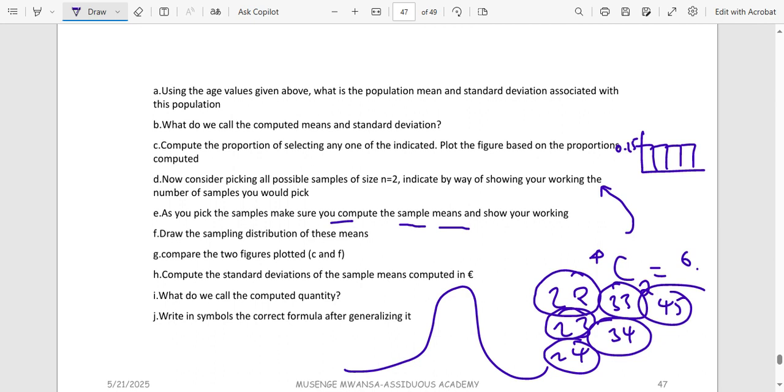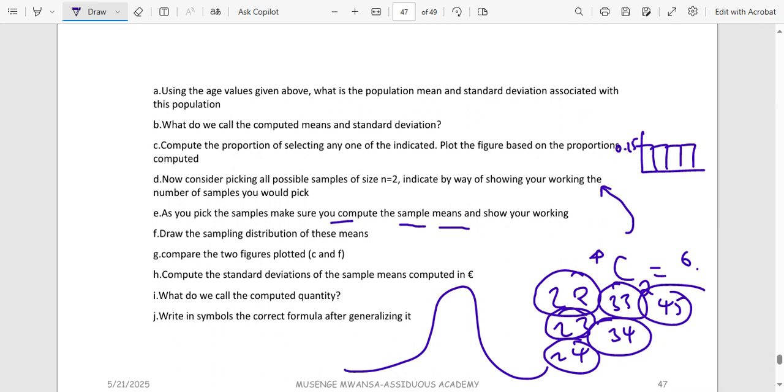So the standard deviation of the sample means, remember you found the means. Now I want to find the standard deviation of the means. The way you do that is you first find the standard deviation, but you already calculated the standard deviation at the beginning. Remember the first question. And then you divide it by the square root of n, where n is 2. So that will give you 1.5. And what do you call the computed quantity? This standard deviation of the means, we call it the standard error of the mean.